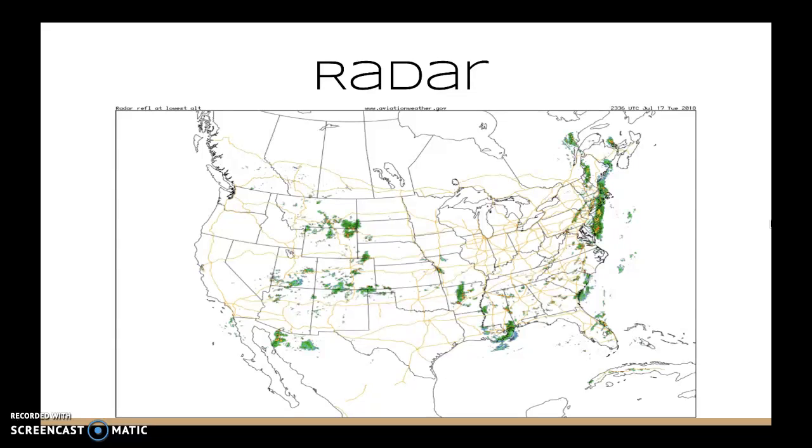This is a radar image. Currently there's not much precipitation in the North Dakota and Minnesota area, but there's a lot in the southeast corner of Montana and across the northeast coast of the country.